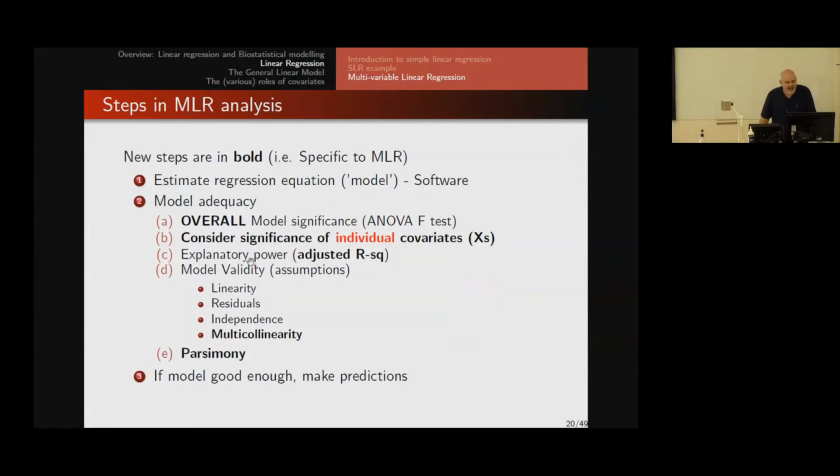Okay, explanatory power. We still have R squared, but we use an adaptation of the original R squared called adjusted R squared. It adjusts for the fact that we've got multiple predictors. That's why it's called adjusted R squared. Model validity. Again, we've still got linearity, residuals, and independence, like we had before. But often we'll also look at something called multicollinearity, which I'll talk about in a little bit of detail soon.